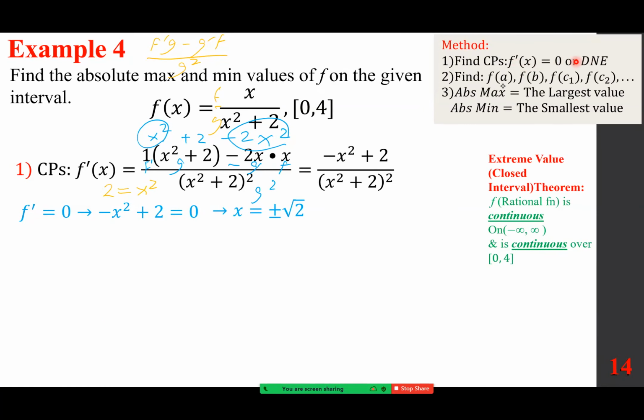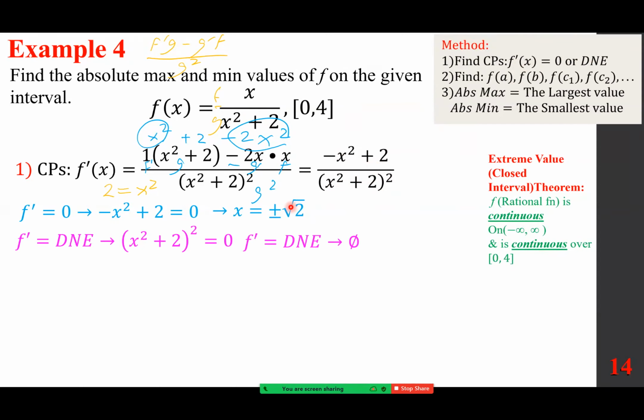F prime does not exist when the denominator is 0. And as you can see, and it was discussed, the denominator can't be 0. This is being raised to the power of 2. It's the same denominator being raised to the power of 2. Therefore, f prime doesn't fail to exist anywhere. There is no way to make this undefined.